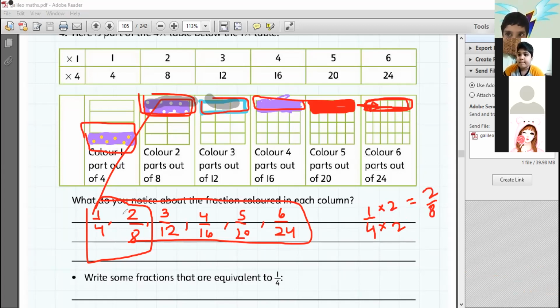Two ones are two, two twos are four, two fours are eight. You got this one? Now, can anyone tell me how did we get 3 by 12? Can anyone make a guess? 6 by 12, it is sure.